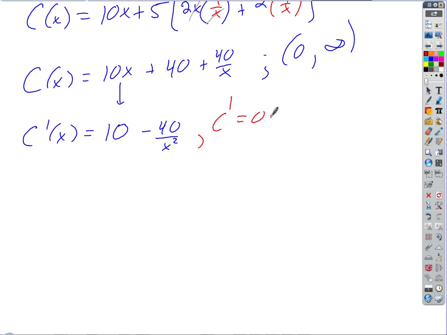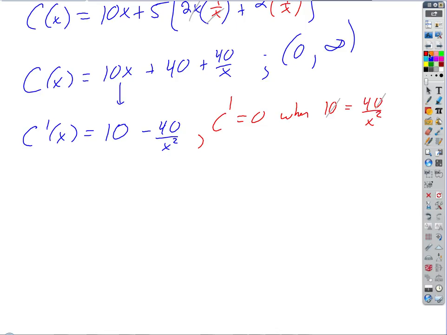And so when's that going to equal 0? C prime equals 0 when what? Let's just do the math here. If I add this to the other side, would everybody agree 10 equals 40 over x squared? I could divide each side by 10 if I wanted and just get rid of those. If I cross multiply, what do I get?